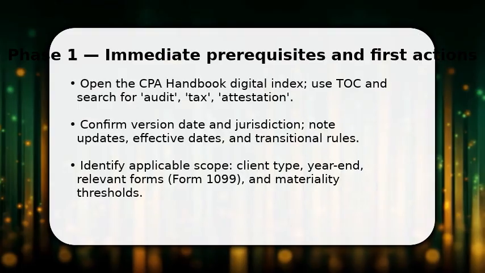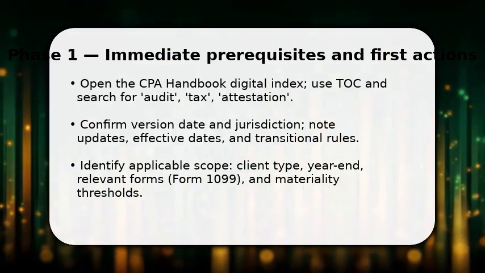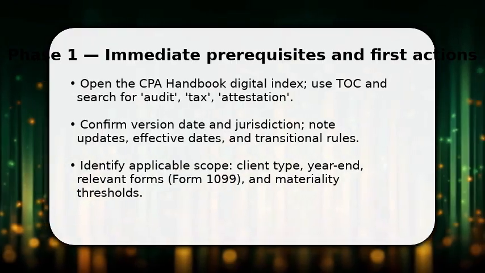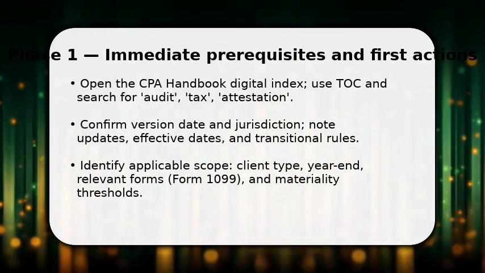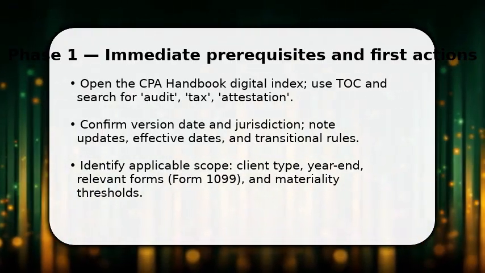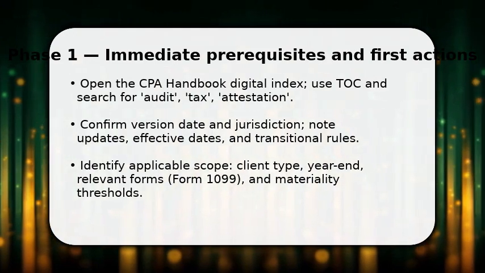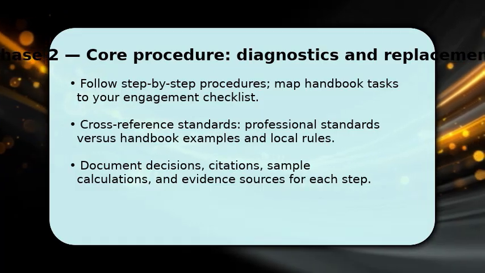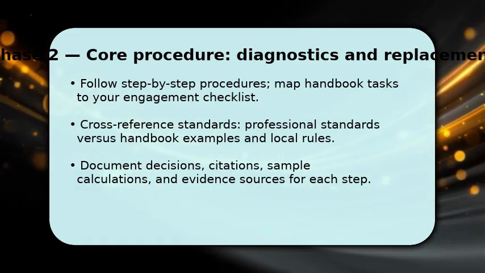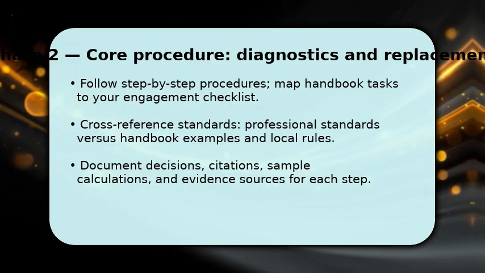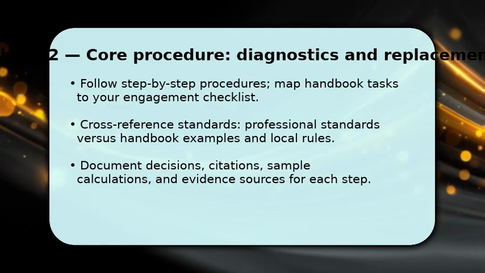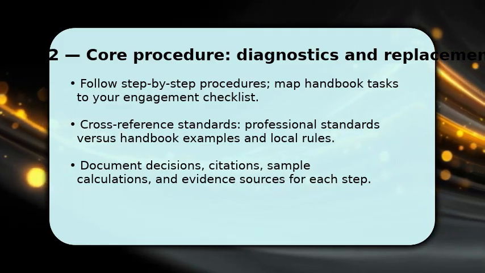Immediately flag the scope, client type, year-end, and materiality thresholds, and list the specific forms like Form 1099 you'll need. This gets you into action without wasted setup time. You now map handbook procedures to your engagement checklist so every requirement has an assigned task owner. That's why mapping matters. As you perform steps, cross-reference professional standards against handbook examples and local rules to resolve conflicts.